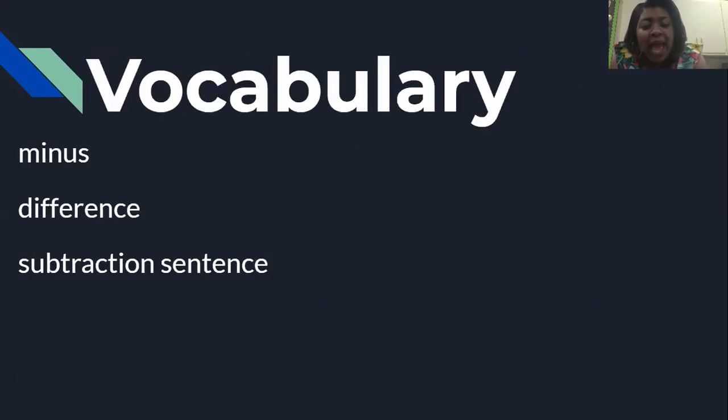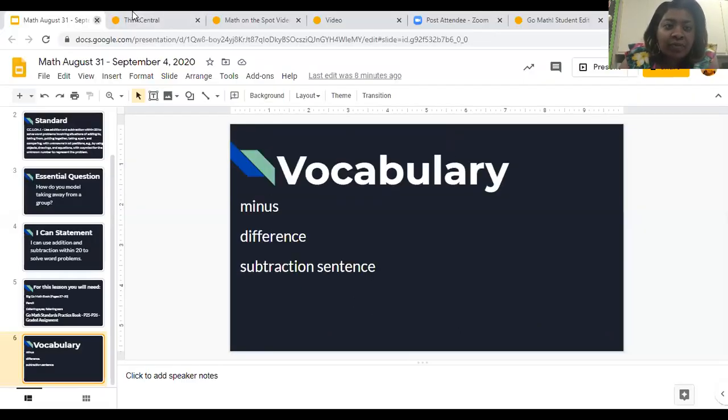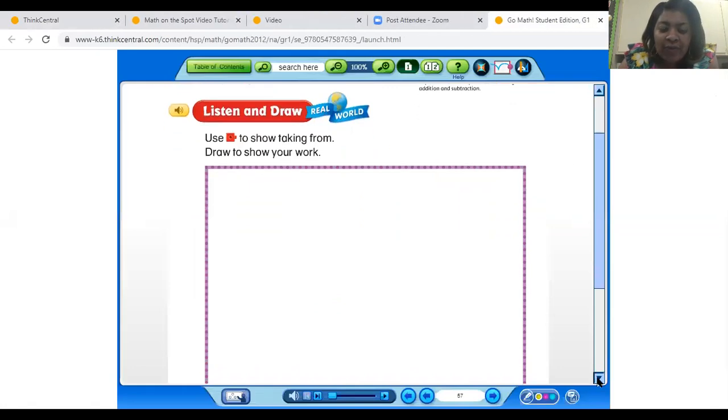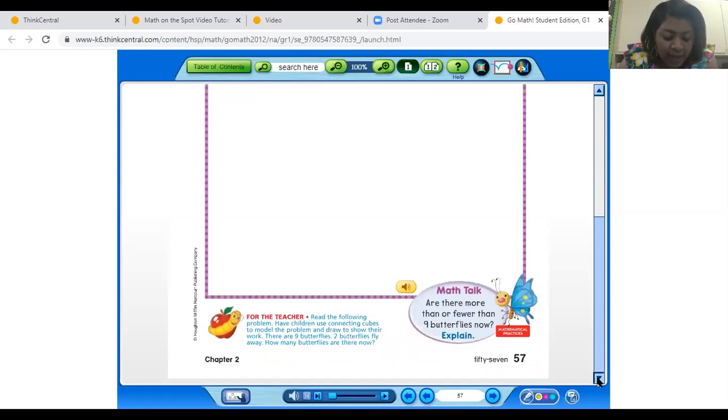Now let's look at some vocabulary words that we might have heard when we were listening to that subtraction action song. We heard minus, the difference, and subtraction sentence. So let's see how we're going to apply these terms today. So you should have your book, and when you get your book, you're going to open it to page 57, and it looks just like this.